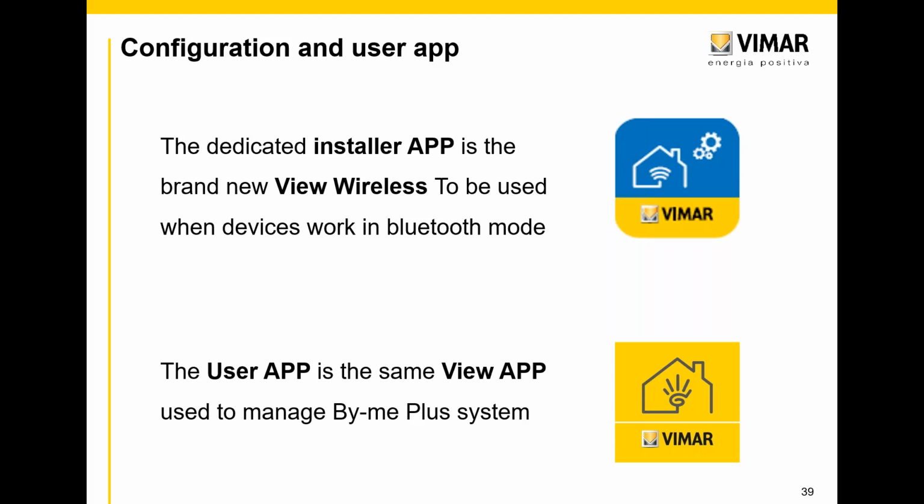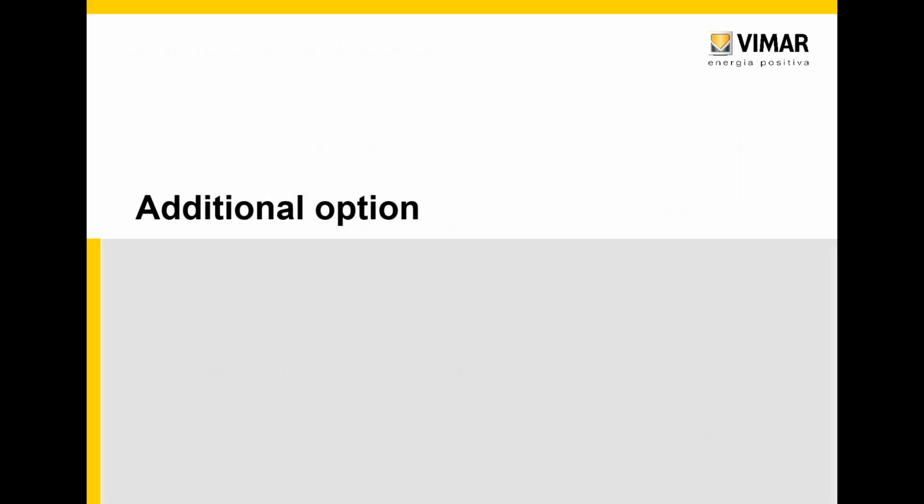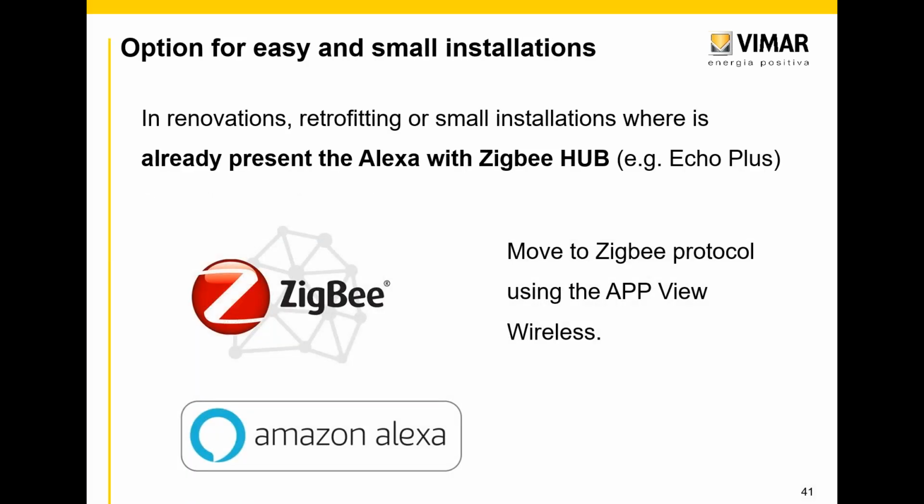Later on, the installer will be able to manage the deep parameters of the devices, such as for instance the LED colors or the delays and so on, while the end user will be able to control the house, to turn on and off the functionalities, to set the climate, for instance, and also to create the scenario. I leave at the end just an additional option we have using the View wireless system.